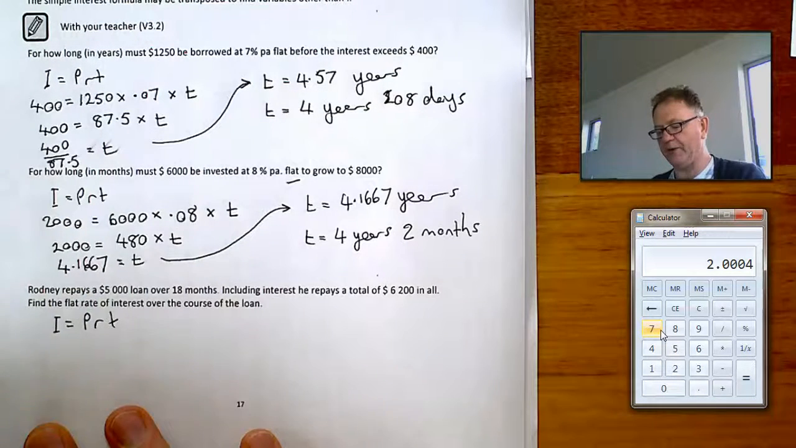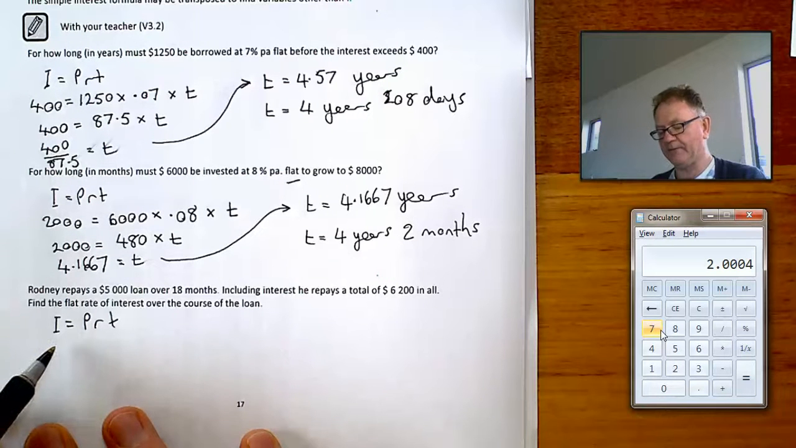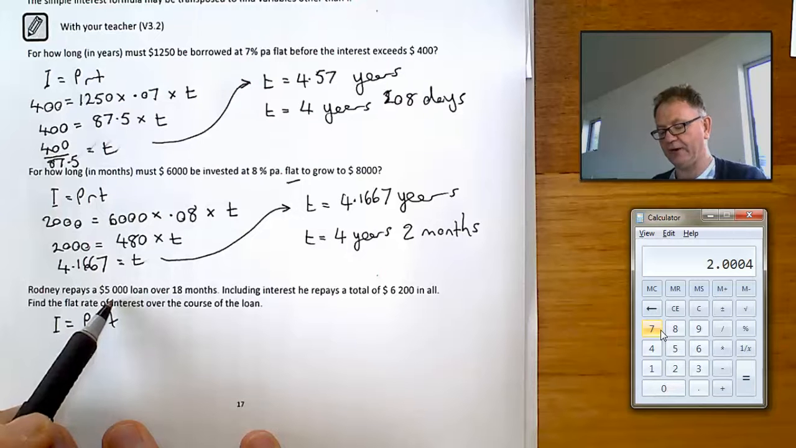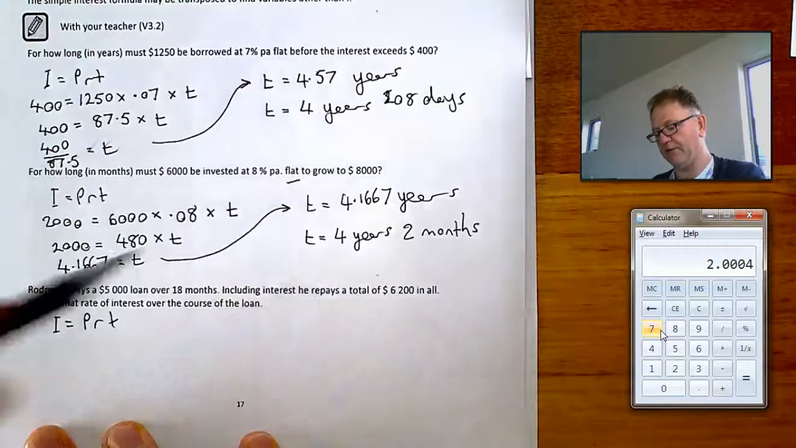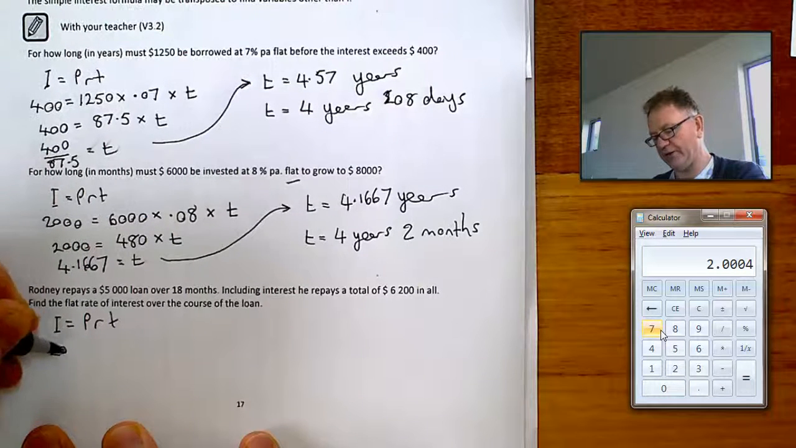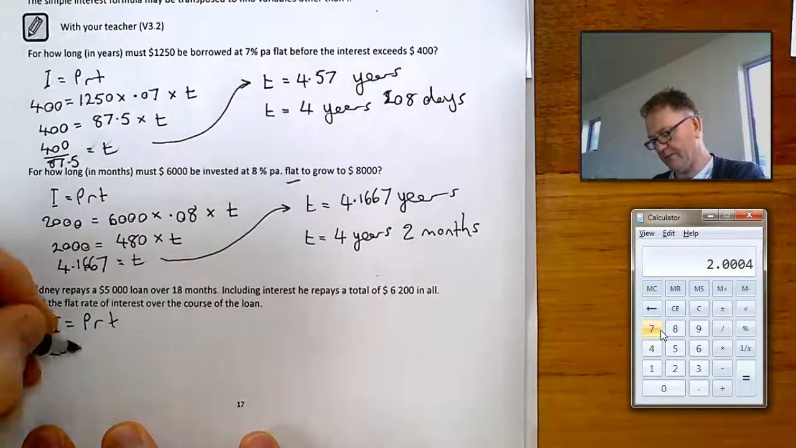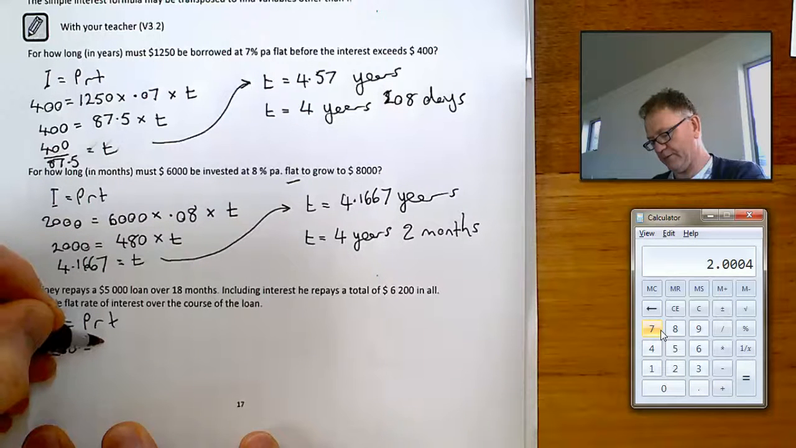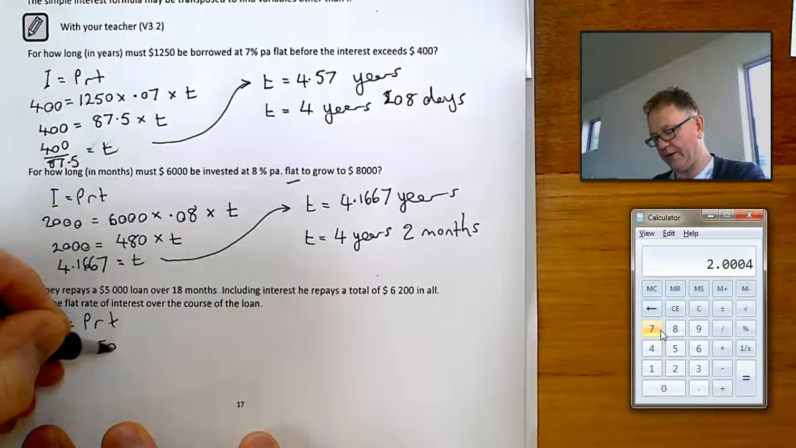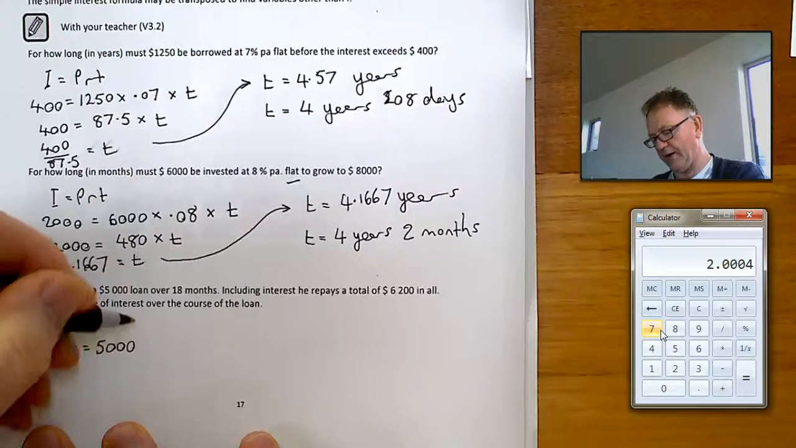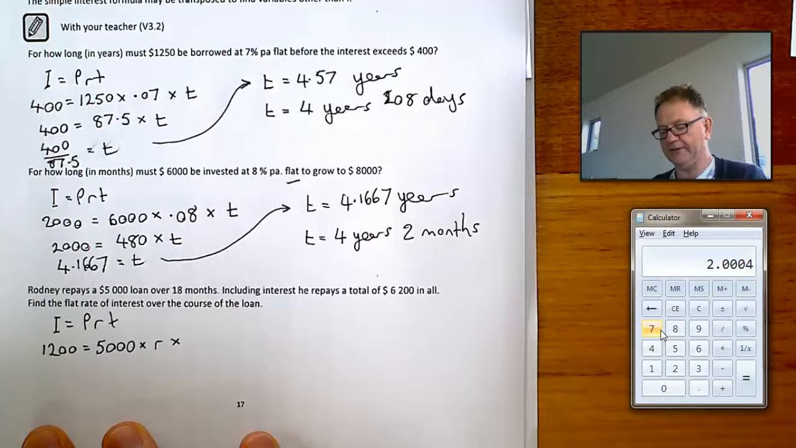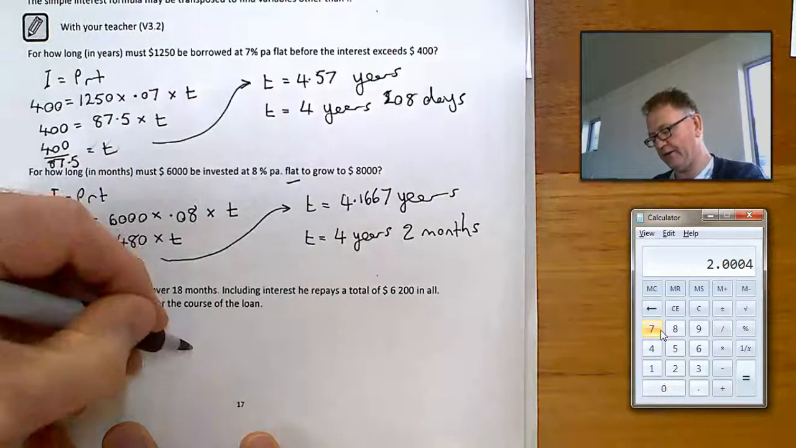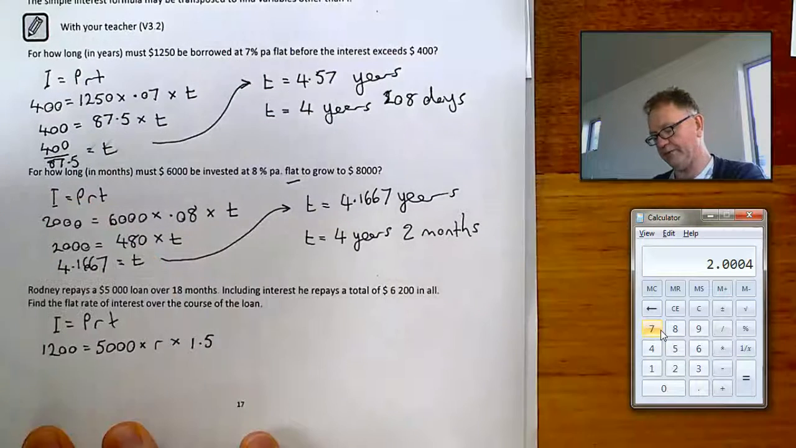We have to find the rate, so we're going to be finding R. The amount of interest: he's repaying a $5,000 loan and pays back a total of $6,200. I guess that means he's paying $1,200 in interest. P is the amount invested or borrowed. $5,000 was his loan. T is the time in years, and 18 months is 1 year and half a year, 1.5 years.